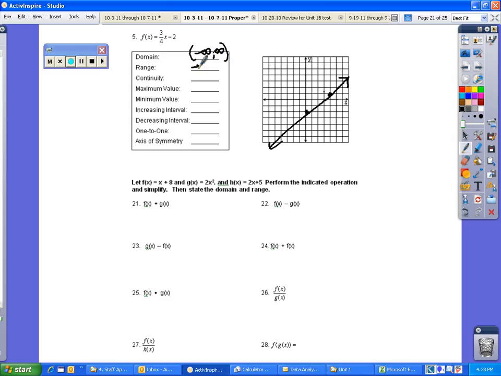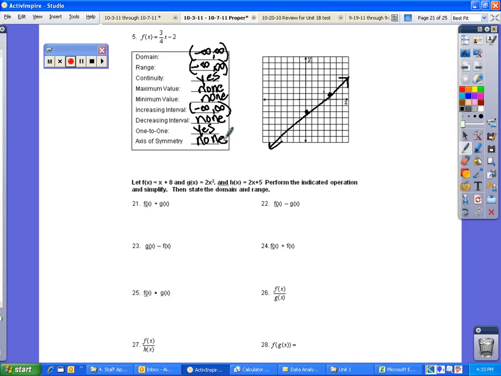Range is always all real numbers. It is always continuous. There is no min or max. This function is always increasing, so therefore it's going to increase from -infinity to infinity. It is going to decrease never, so there is no decreasing interval. It is one-to-one because it passes horizontal and vertical line tests, and it has no axis of symmetry.